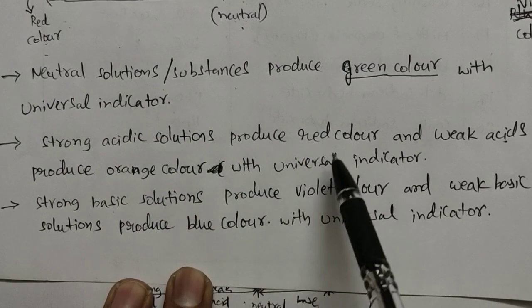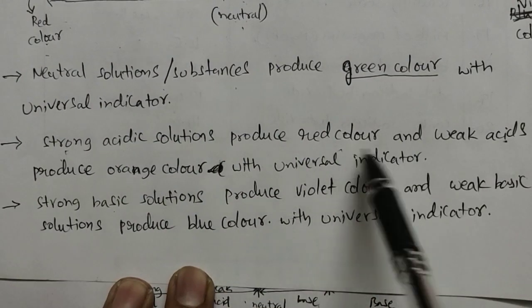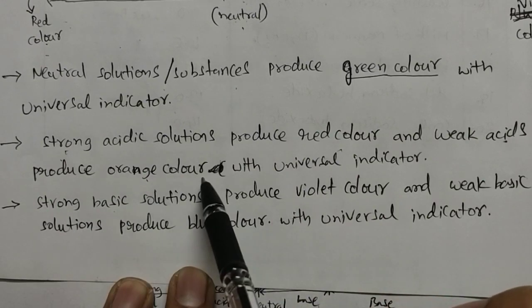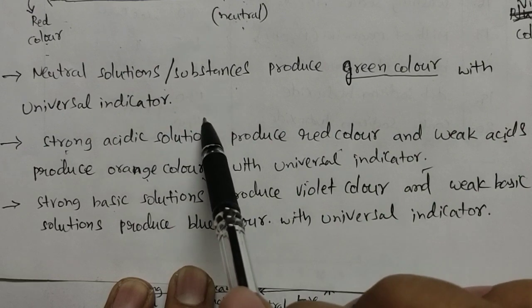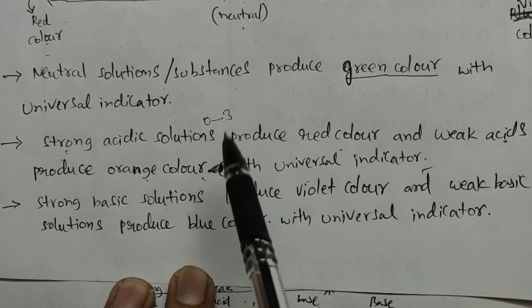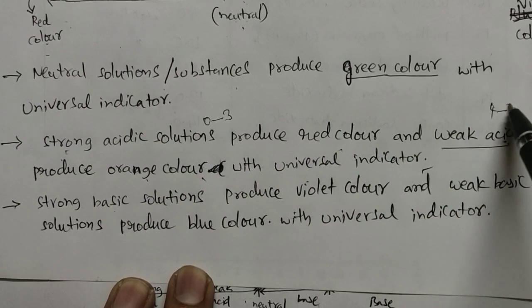Acidic solutions produce red color, that is, strong acidic solutions produce red color, and weak acids produce orange color with universal indicator. Strong acids have a pH of 0 to 3, weak acids have a pH range of 4 to 7.